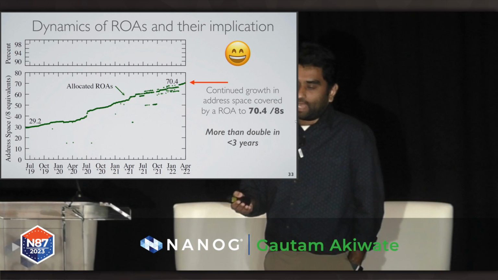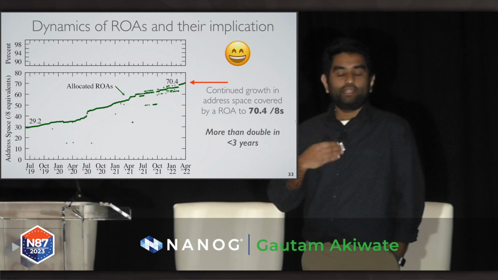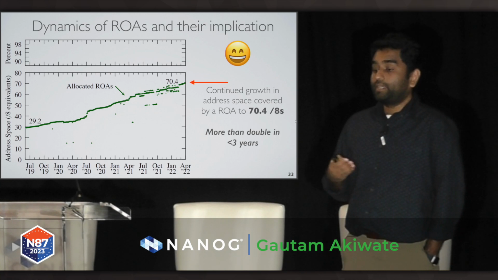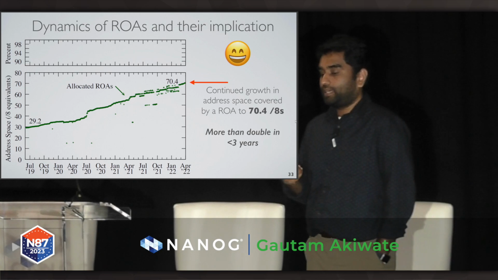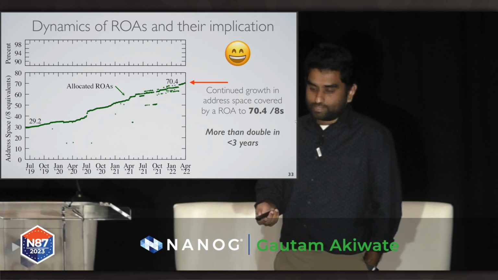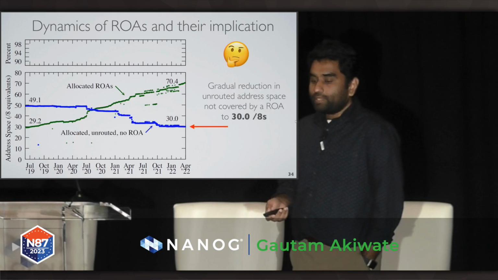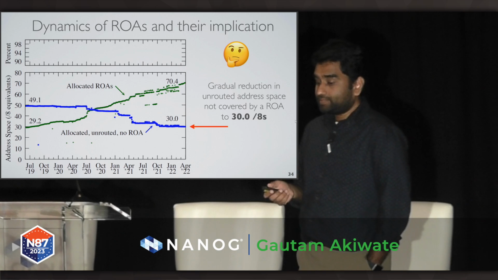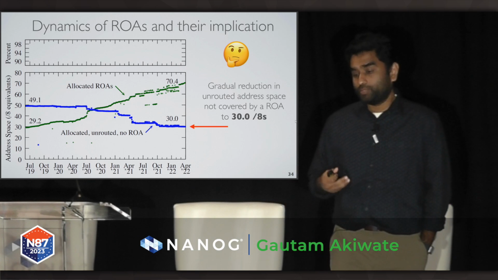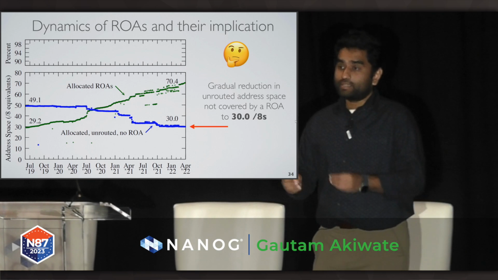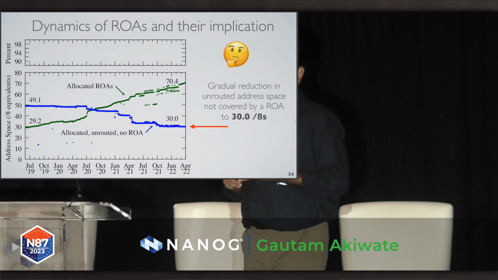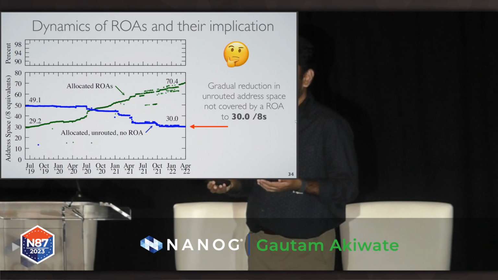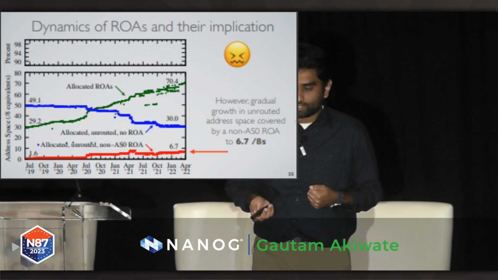On the other hand, for allocated prefixes, we see that the rate of ROA signing is going up. In fact, it has more than doubled in the last 3 years. At the same time, we see a gradual reduction in unrouted address space that is not covered by a ROA. So basically, this is address space that is allocated but not currently used, and it doesn't have any RPKI. So these are prime targets for hijackers.